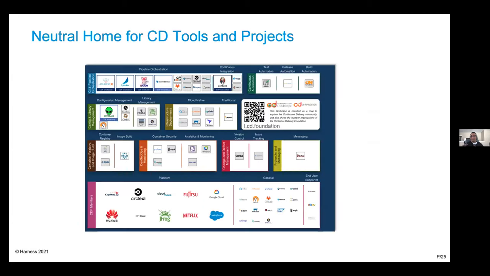The CDF is a neutral home for many of the continuous delivery tools and projects. There are several engines out there which Harness participates in. If you're looking to get more into the continuous delivery space, the CDF is a great place to be organized. There are several special interest groups and working groups out there. I participate in a few of them, and they're extremely open and valuable for you to come and learn more or participate with your expertise.